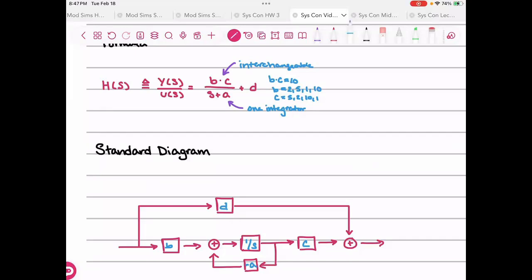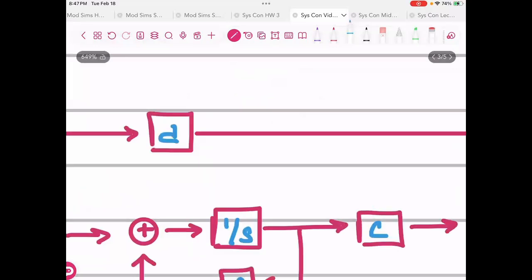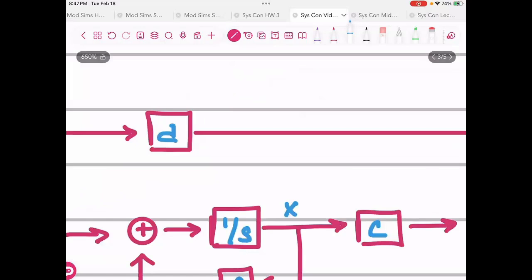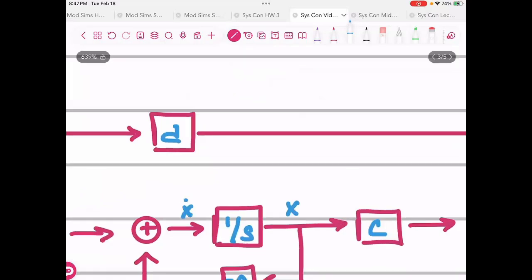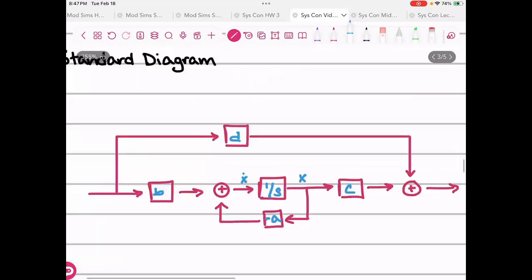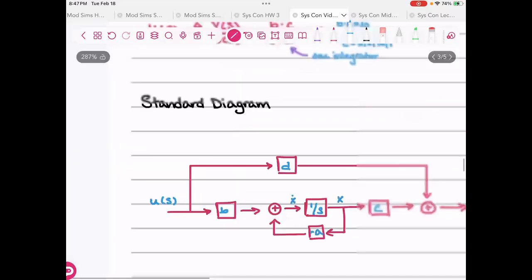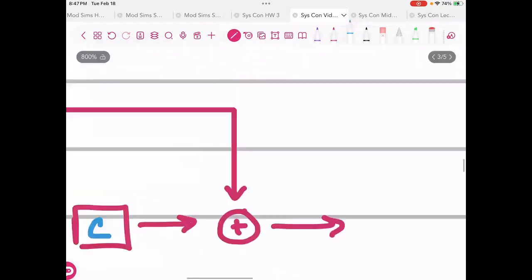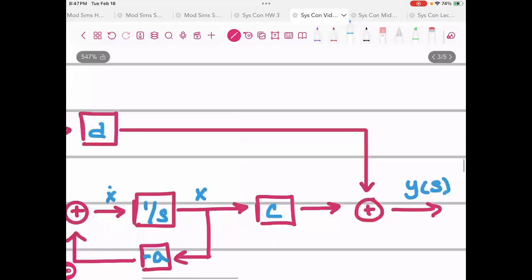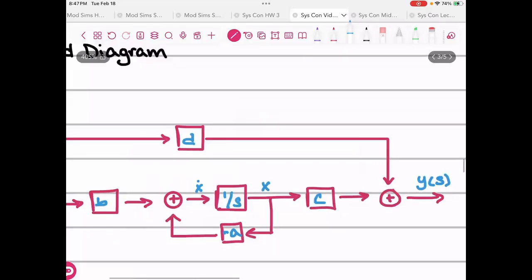The 1 over s is our integrator in this case. So we know that whatever comes out, we can label as x, and whatever goes in, we can label as x dot, right? Because it's getting integrated to x. The other things we can label down here, we have a u of t or u of s going in, and we have a y of t or y of s, depending on what domain you do it in, coming out.